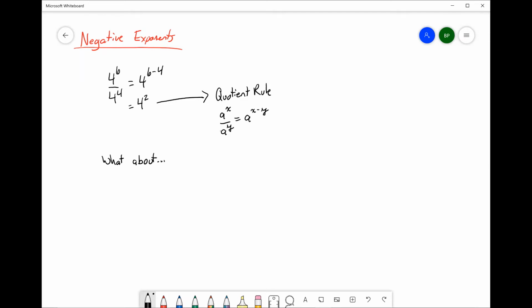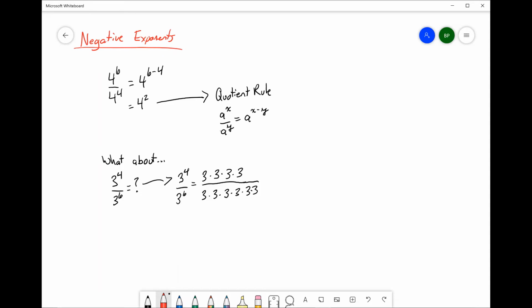something that looks more like this: 3 to the power of 4 over 3 to the power of 6. So we'll see what happens here. Well, we know from previous grades, if we expand our numerator, then 3 to the power of 4 can be written as 3 times 3 times 3 times 3. And we know that we can expand our denominator as well, which would look like 3 times 3 times 3 times 3 times 3 times 3.